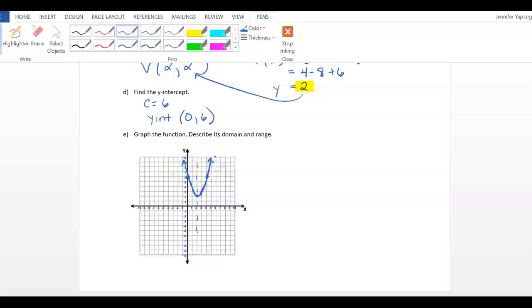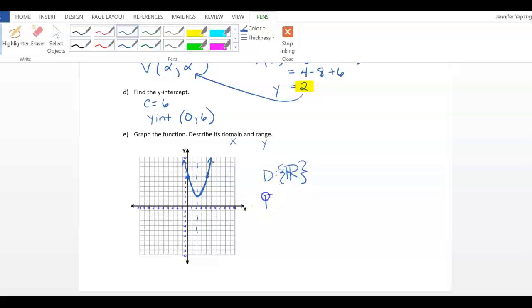Okay, and then the last thing is to describe the domain and the range. So if you recall, the domain is all the x values that this function would satisfy, and the range is all the y values. So if I look at this domain, this parabola is going to continue forever right and forever left. So I can therefore say that my domain is going to be all real numbers.